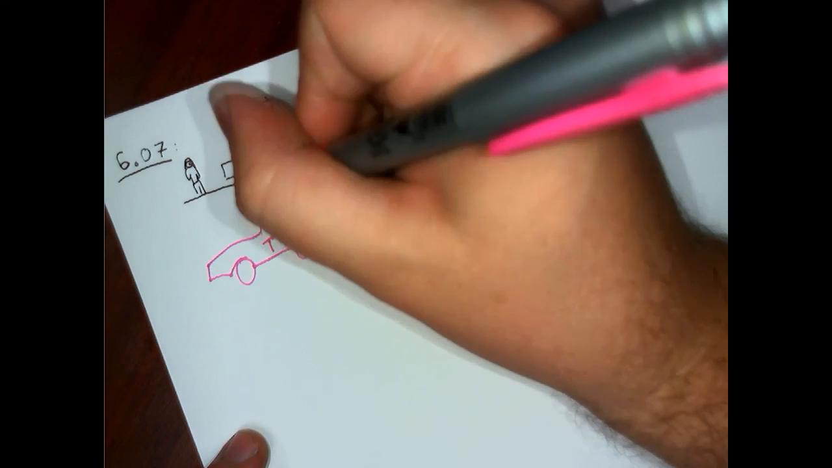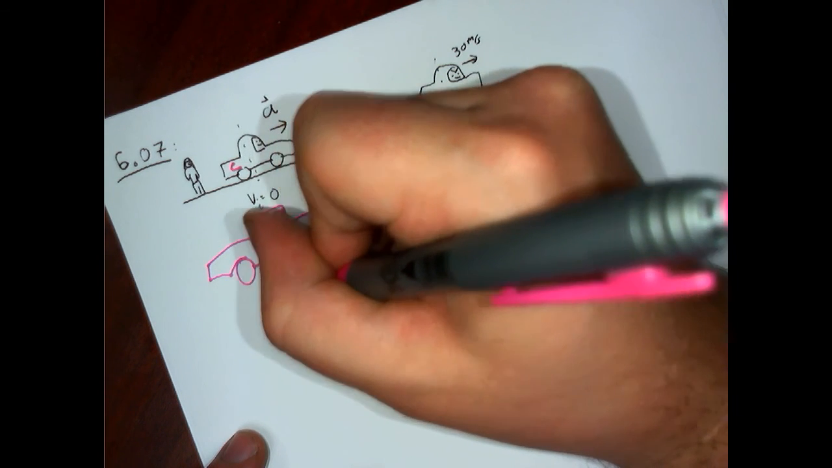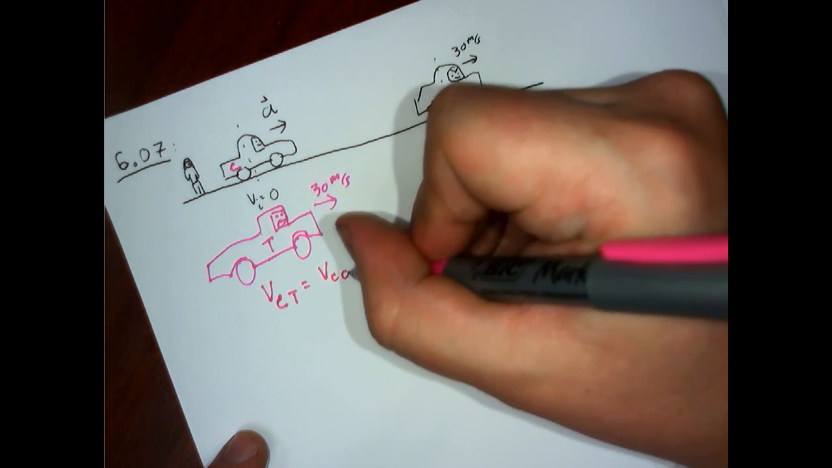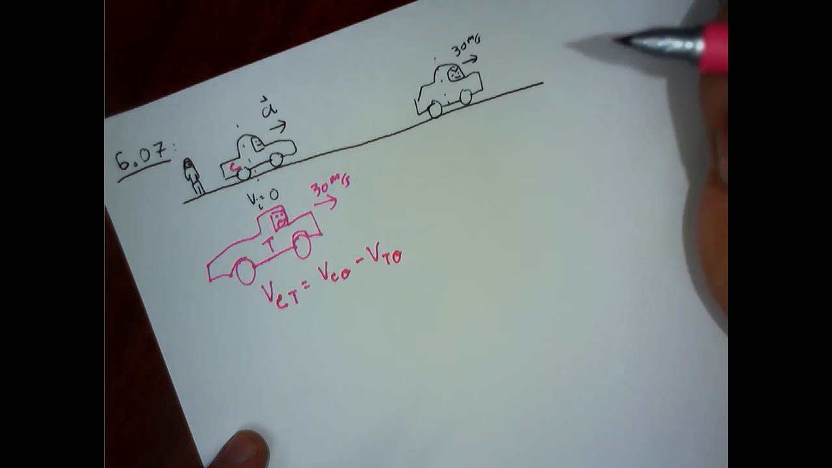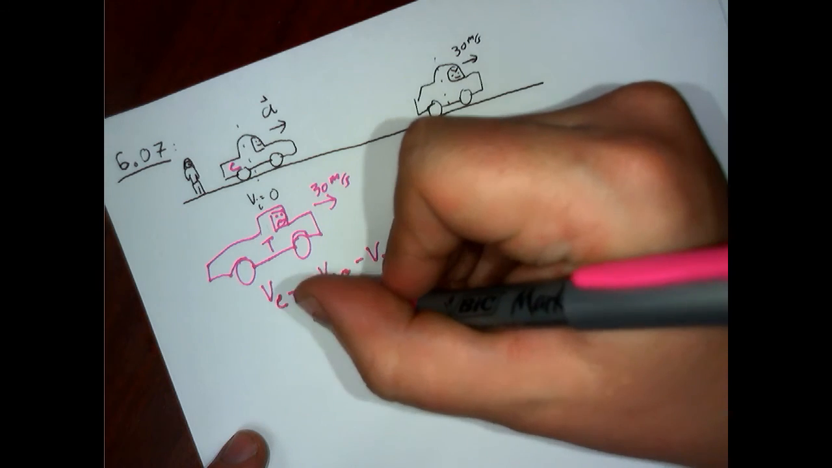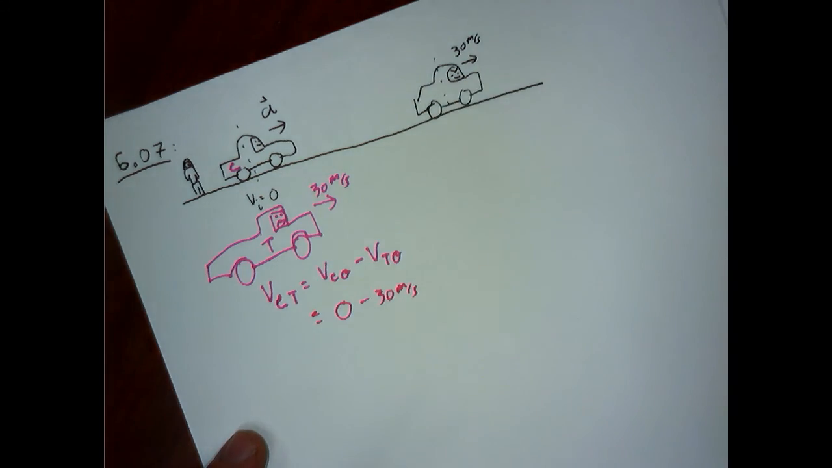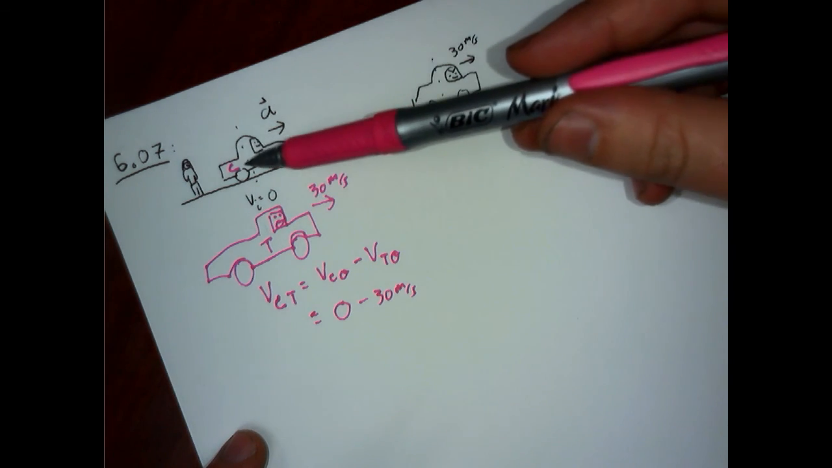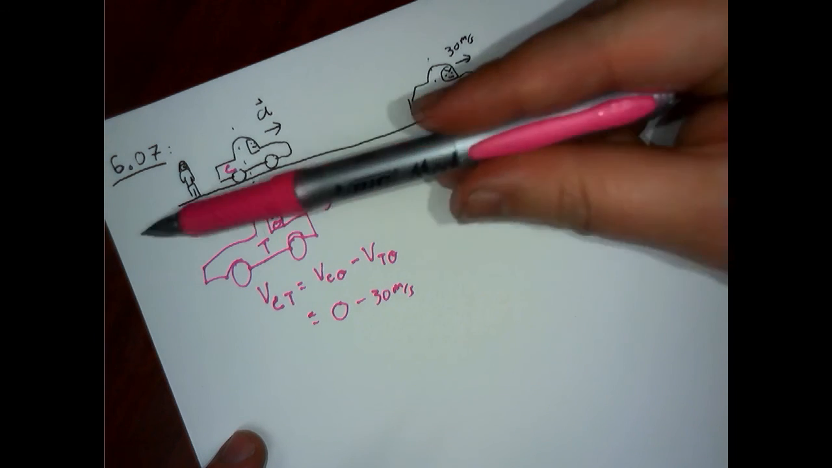Call this truck, car. The velocity of the car relative to the truck is going to be the velocity of the car relative to the woman minus the velocity of the truck relative to the woman. So it's going to be 0 minus 30 meters per second at the start. Does that make sense? Certainly it makes sense. This truck goes this way. He sees this car, initially sitting still. So he says, this car is moving that way at 30 meters per second.